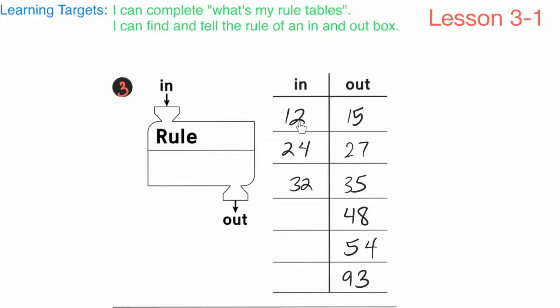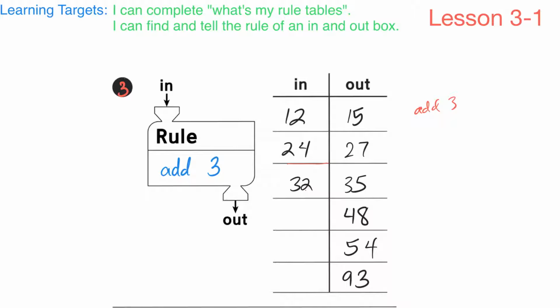And I'm thinking, what can I add to 12 to get to 15? So I see 12, 13, 14, 15. So I look, if I add 3, and I'm just going to write that down on the side here. Add 3, because I'm thinking that might be it. Now I just want to check and see if it works here. 24 plus 3: 25, 26, 27. Ooh, let's see if it works. Check with one more in. 32, 33, 34, 35. So it looks like my rule is add 3. Now all I have left to do is finish this table.